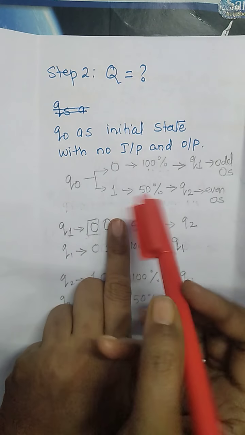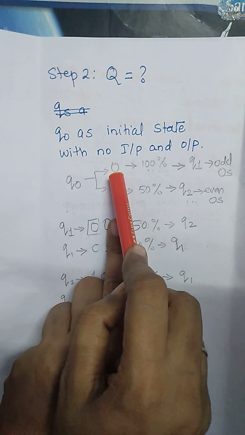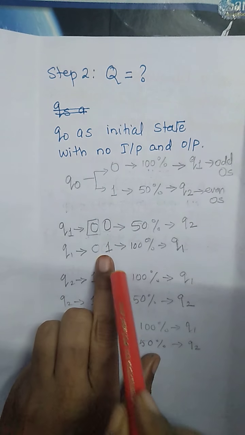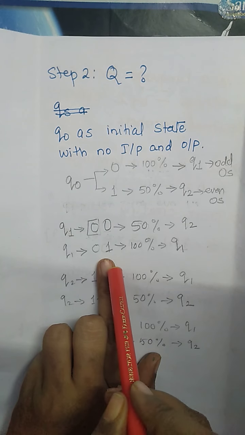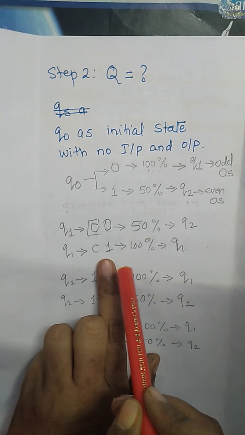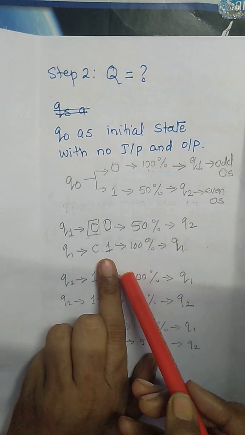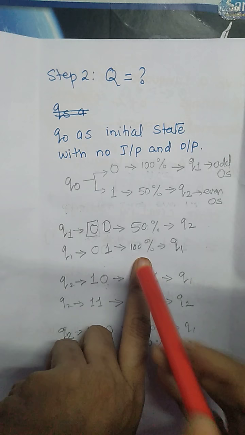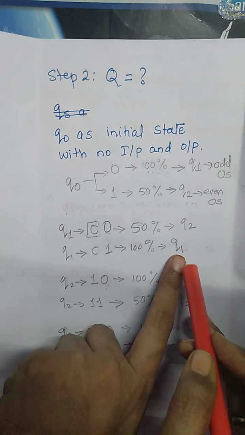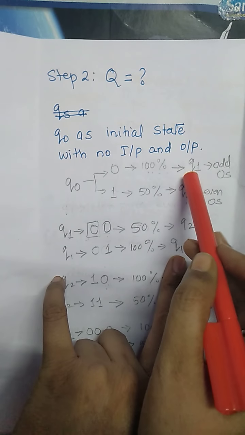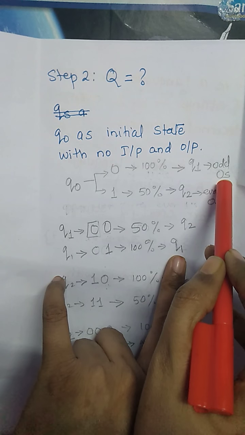Now Q1, which we already marked as an odd number of zeros. If the next bit is 1, we make the string 0 1. 0 1 also satisfies the requirement of an odd number of zeros and any number of 1s. So it contains 100% of the solution. 100% of the solution is indicated by the state Q1. It contains an odd number of zeros.